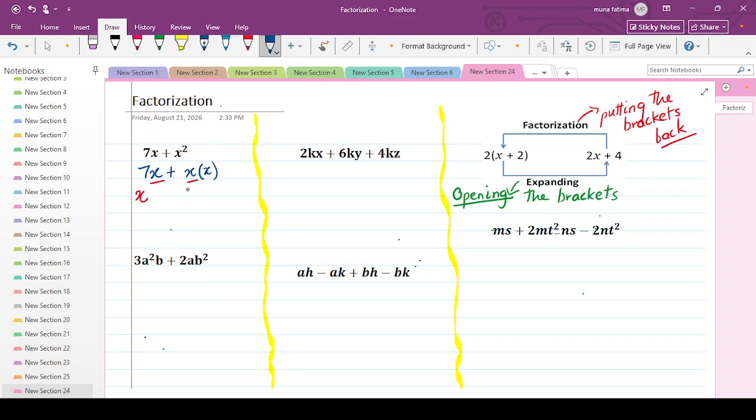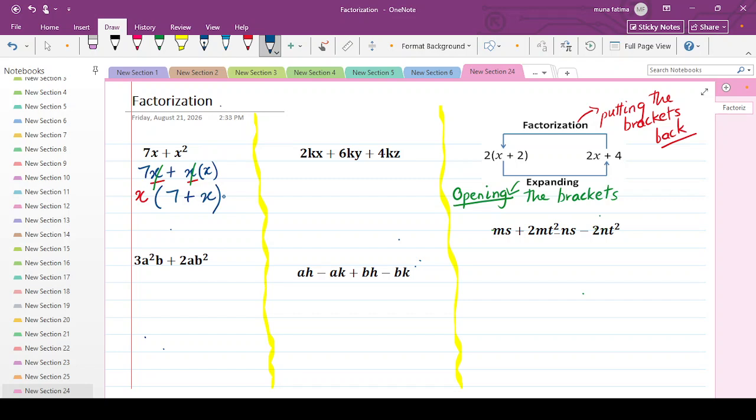Now we put the brackets back, and when we put them back, we are not going to write down our common term which we have written outside. We're going to write down what is left. We have 7 left from the first term plus, and we have x left from the second term, and we're done. This is called factorization.